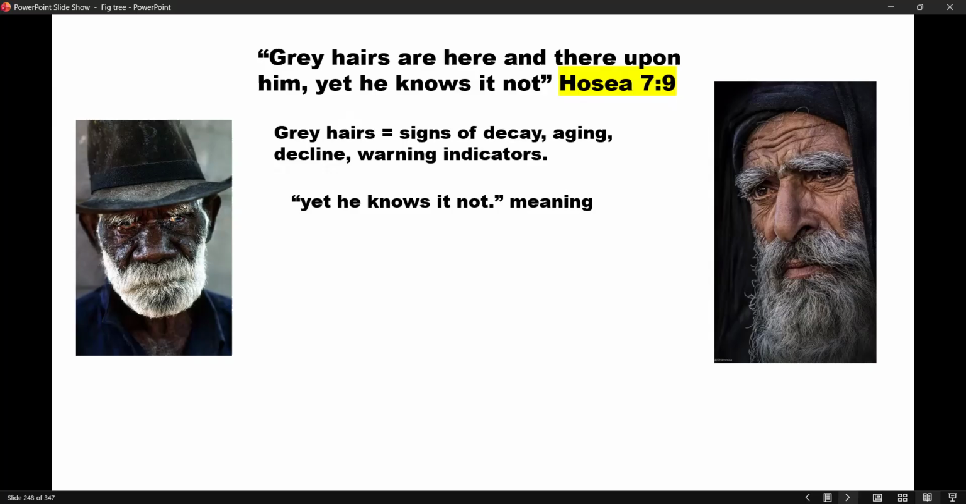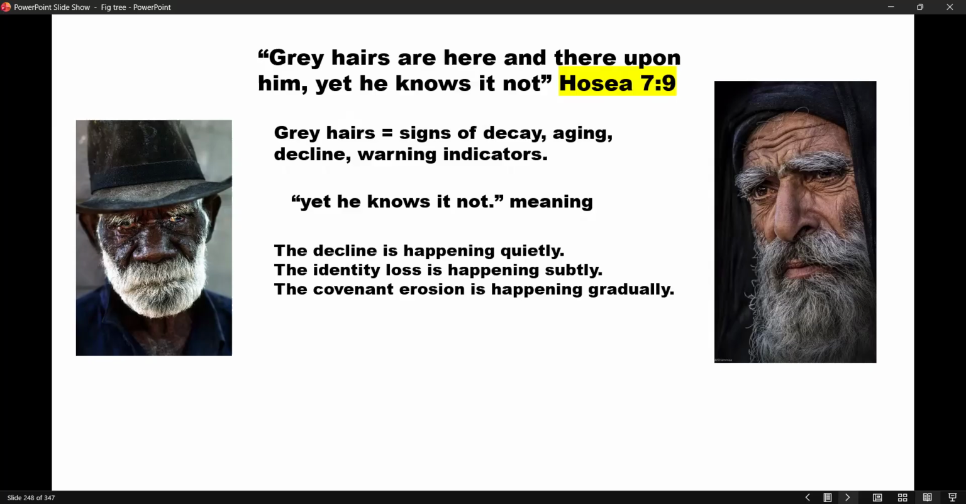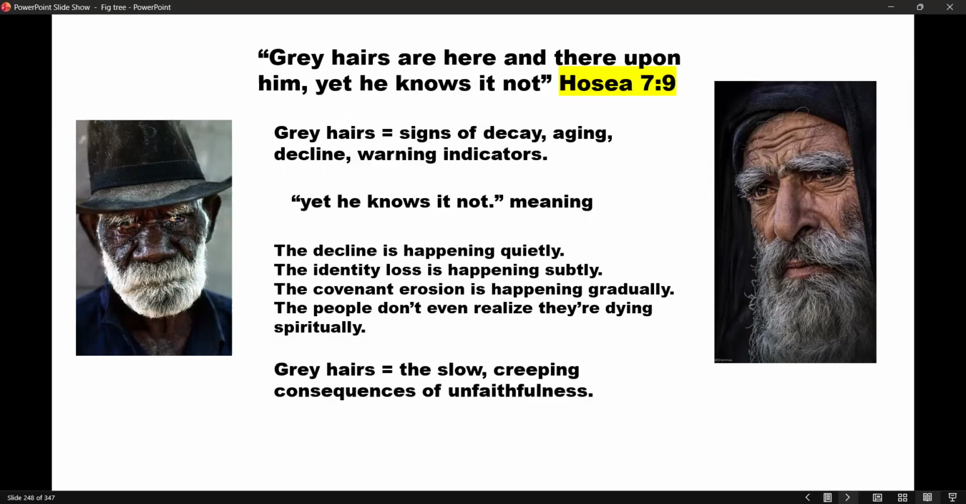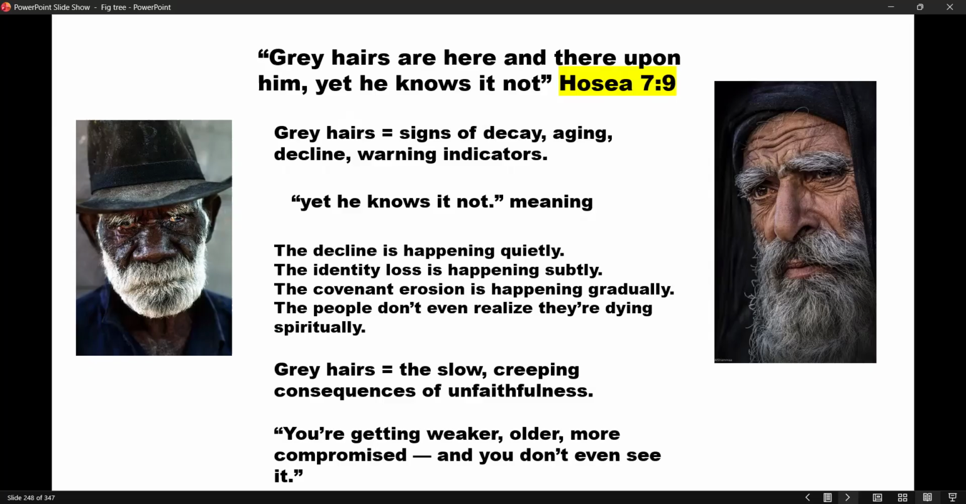Yet he knows it not. He don't even realize he's an old man. His mind still thinks he's 20 years old, and his actions and his speech and his thoughts reflect that. The decline is happening quietly. The identity loss is happening subtly. The covenant erosion is happening gradually. The people don't even realize they're dying spiritually. Right? Gray hairs equals the slow creeping consequences of unfaithfulness. You're getting weaker, older, more compromised, and you don't even see it.